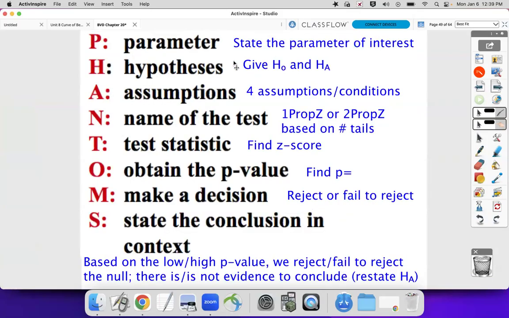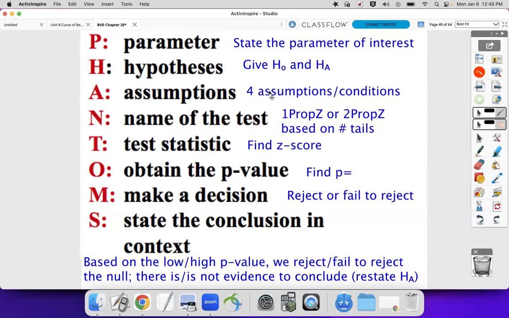Okay, so what we're going to do is use PHANTOMS for our hypothesis tests until we get used to the idea. This way we don't leave any steps out. It's really important you understand. The P stands for the parameter of interest. State in a single sentence what you're trying to prove. The H stands for both the null and the alternative hypotheses, the H0 and the HA.